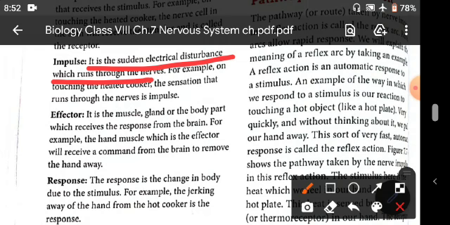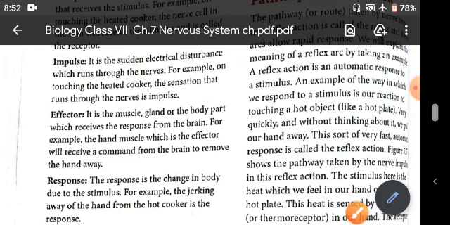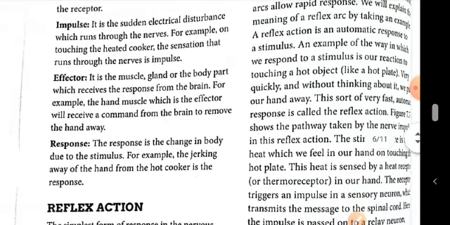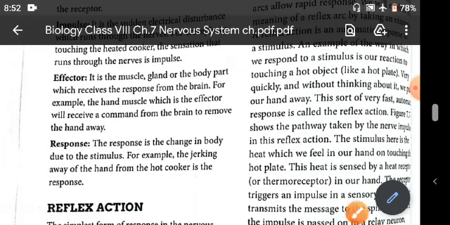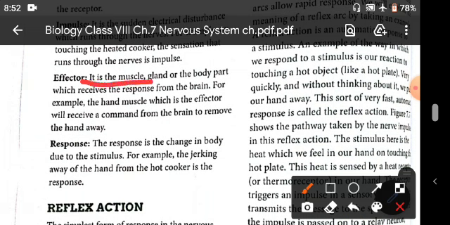For example, on touching the heated cooker, the sensation that runs through the nerves is called the impulse. And then effectors. What are effectors? The muscles and glands are the body parts which receive the response from the brain for the action against the stimulus. That means when your hand touches any hot object, your brain gives the order to the hand to move away from that place. So that part of the hand which touches the hot object is called the effector.